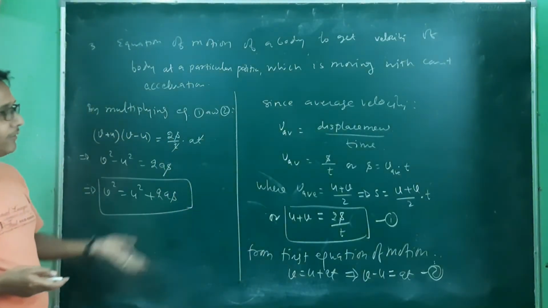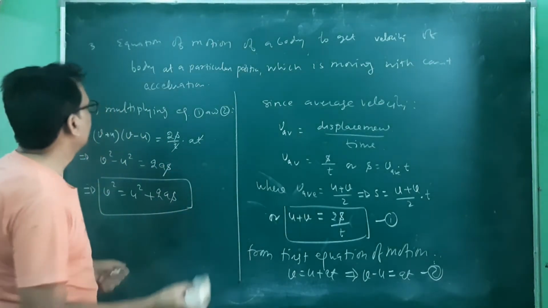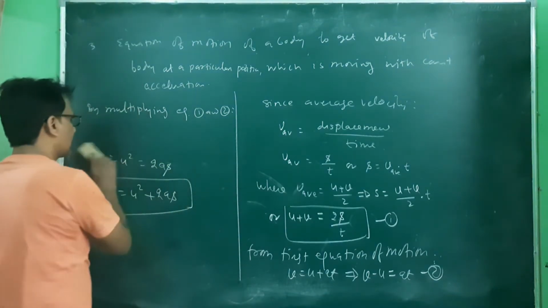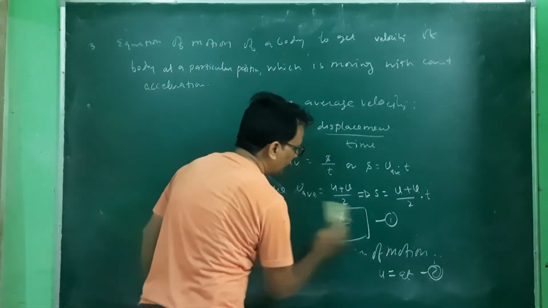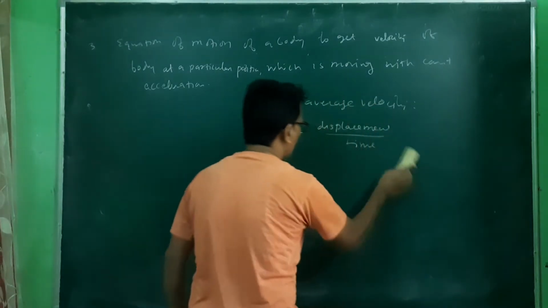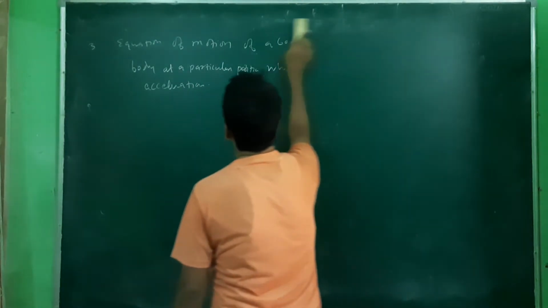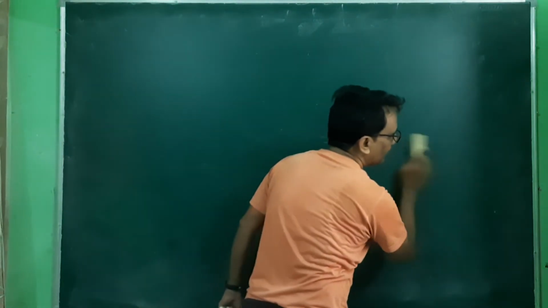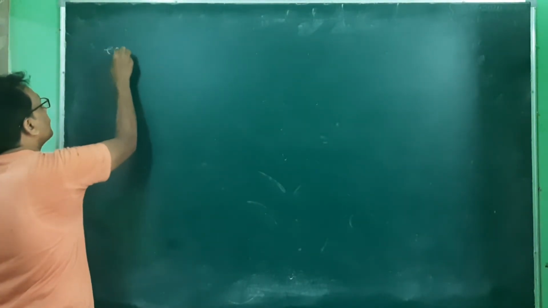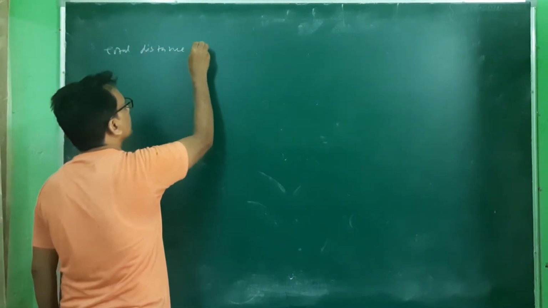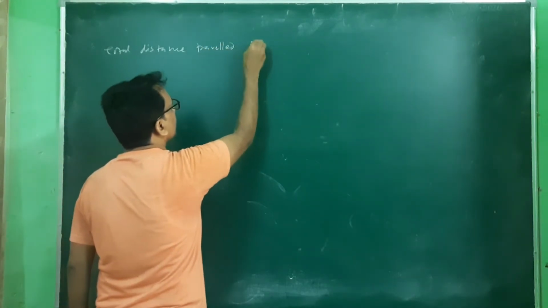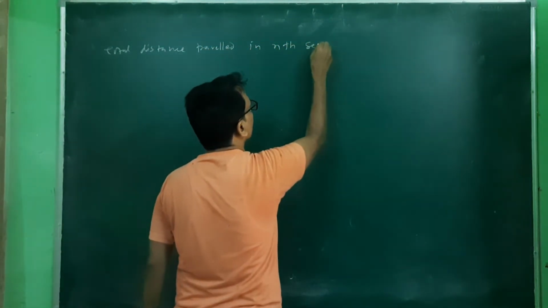So these are three equations of motion, and there is one additional equation which is also used to calculate the position, and in some books this is given as the fourth equation of motion, but in general these three equations of motion are known as the equations of motion. So now we will calculate the total distance traveled in the nth second or nth time.